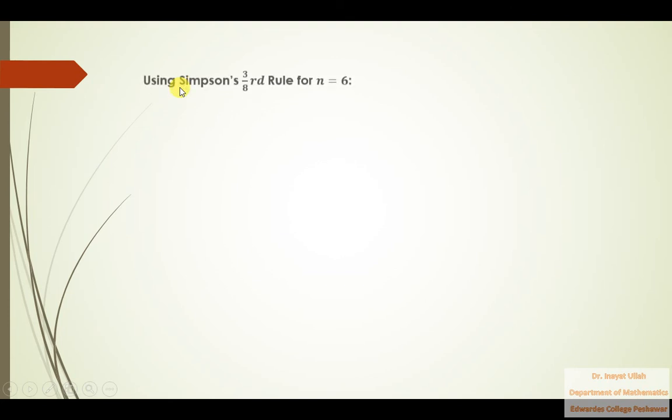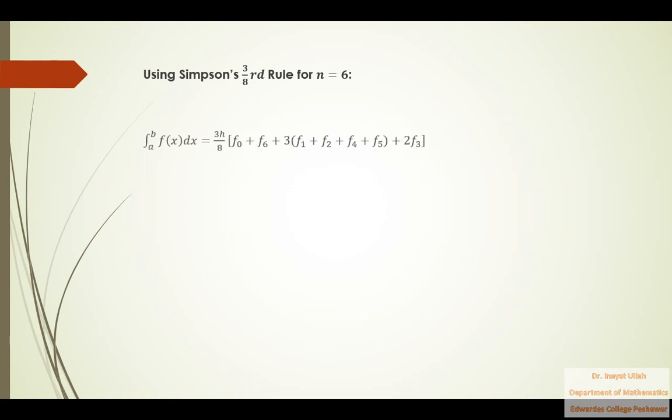Thirdly, we need to use Simpson's 3/8 rule for n is equal to 6. This is Simpson's 3/8 rule. That is 3/8 times h, first value of the function plus last value of the function, plus 3 times the sum of all those function values whose subscripts are not the multiple of 3, and 2 times the sum of all those function values whose subscripts are the multiple of 3.